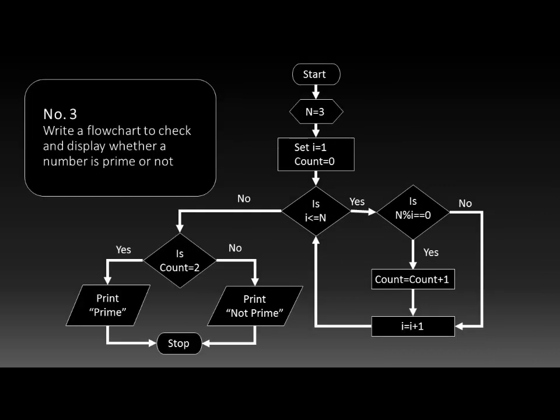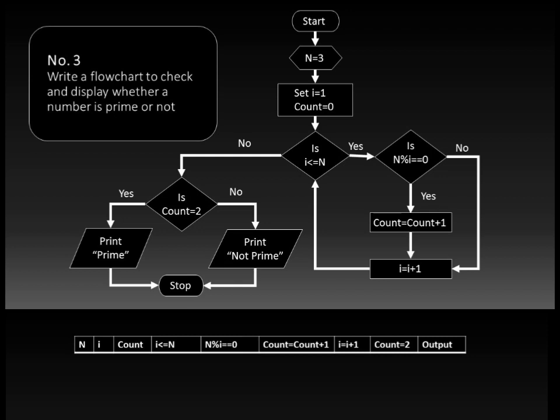Next is number 3. Write a flowchart to check and display whether a number is prime or not. So our variables for number 3 are n, which stands for number, a variable i, and count. Then i less than or equals n. Then n modulo i equals 0. Count equals count plus 1. i equals i plus 1. Count equals 2. And lastly, output.